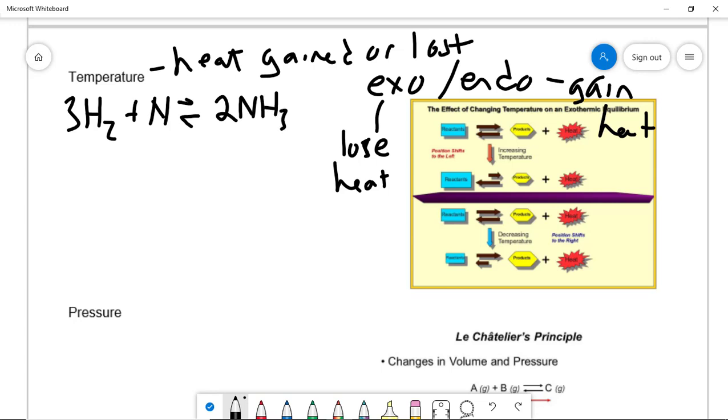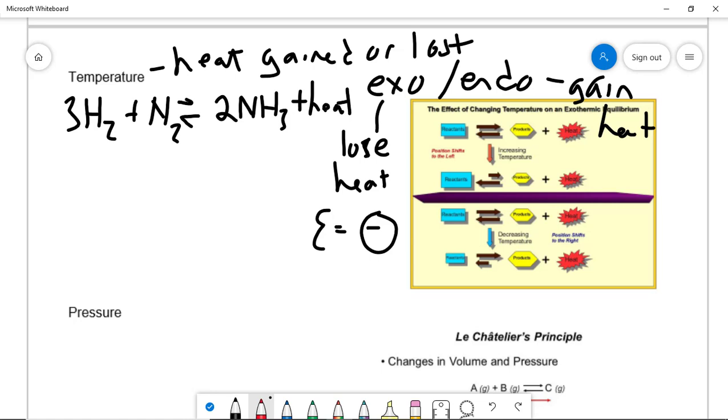In this reaction, E has a negative value. Remember that if E has a negative value, then the reaction loses energy. So if it loses energy, heat is a product. Okay? And it makes sense. Exothermic reactions lose heat, so heat's going to be a product of that reaction. If it's endothermic, heat is a reactant.